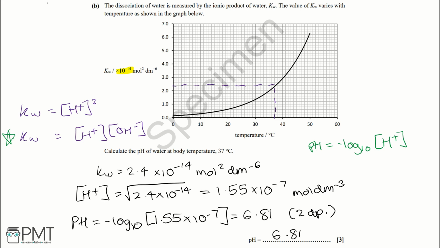To get the marks for this question, you get a mark for correctly reading off your Kw value from the graph, so that can be anywhere between 2.2 and 2.4 times 10 to the negative 14. You get a mark for then working out your concentration of H plus correctly, so rooting this and getting 1.55 times 10 to the negative 7 if you use 2.4 times 10 to the negative 14. And then you get your third mark for correctly working out pH. So in this case, that would be 6.81 to 2 decimal places.